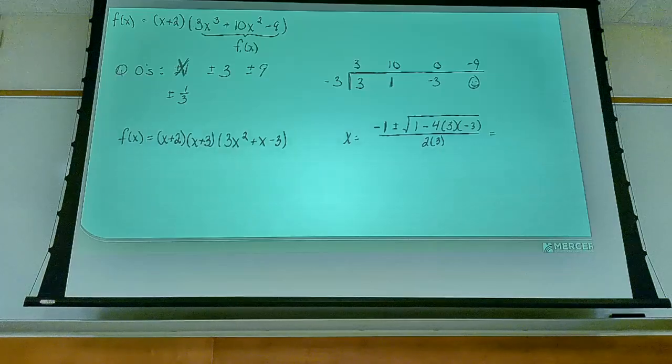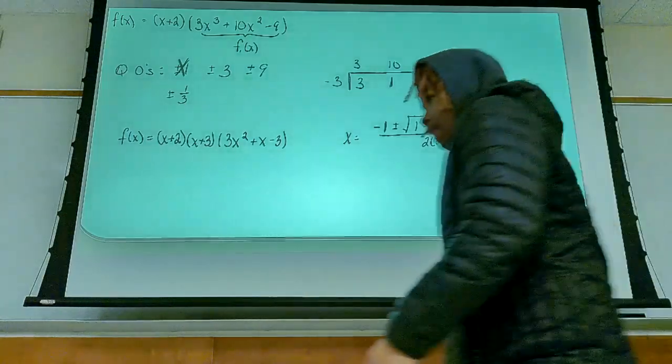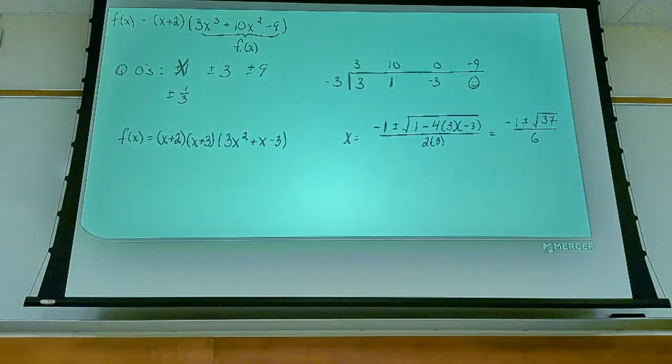Three times -3 is -9. 4 times -9 is -36. 1 minus -36. Square root of that is 6 point something. We don't worry about the decimal approximation. We leave it as root 37. Root 37 is not rational, so you just leave it.